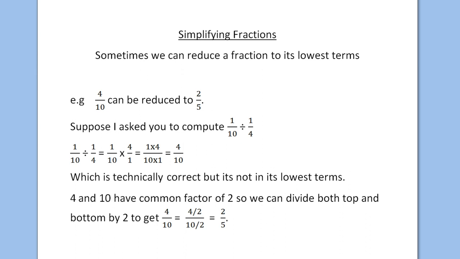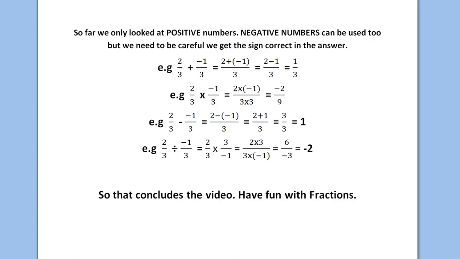4 and 10 have a common factor of 2. So we can divide both top and bottom by 2 to get 4 over 10 equals 4 over 2 divided by 10 over 2, and that's equal to 2 over 5. So far we only looked at positive numbers. Negative numbers can be used too, but we need to be careful we get the sign correct in the answer. Example, 2/3 plus minus 1 over 3, or minus a third, equals 2 plus, in brackets, minus 1 over 3, equals 2 minus 1 over 3, equals 1 over 3.